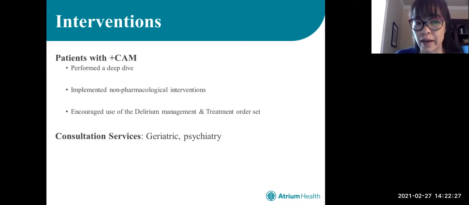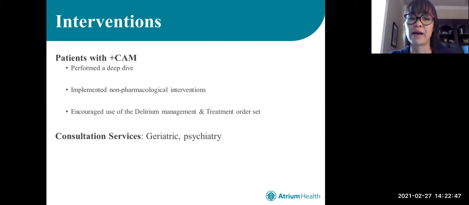And in addition to that, we also implemented non-pharmacological nursing interventions, very similar to the interventions that we use for high risk. This patient also gets the delirium bundle protocol hung on the door.